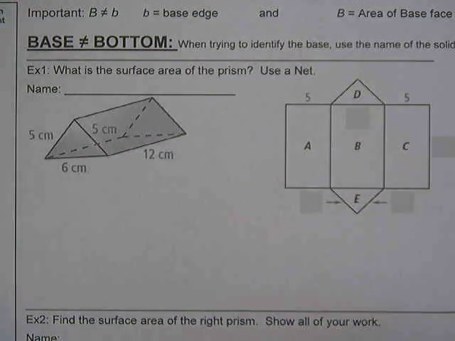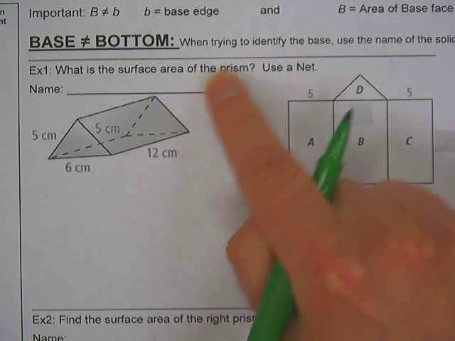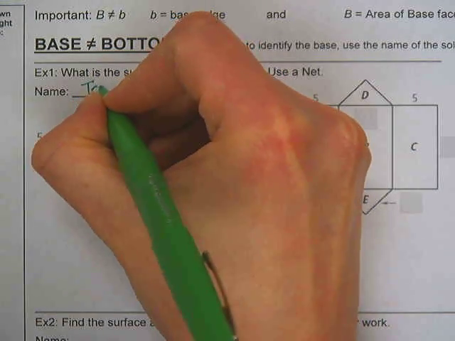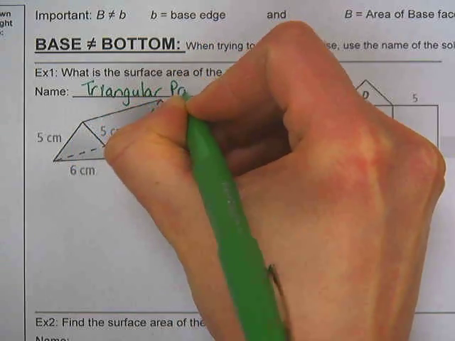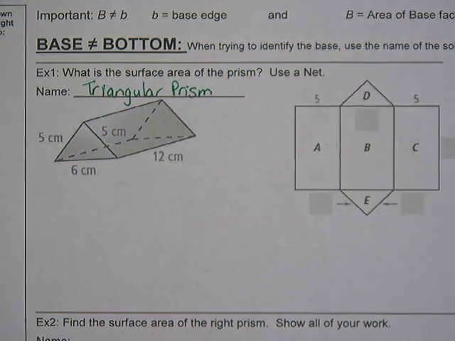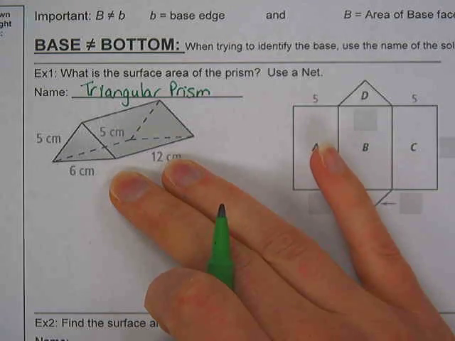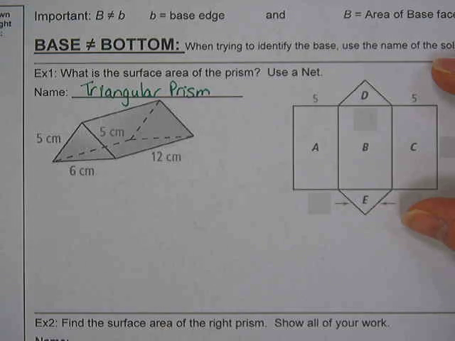Before we get too into the problem, I want to say what kind of solid this is. It's a prism, but more specifically, it's a triangular prism. Now, if you imagine unwrapping this triangular prism, it's going to create an image that looks kind of like what we have here on the right.